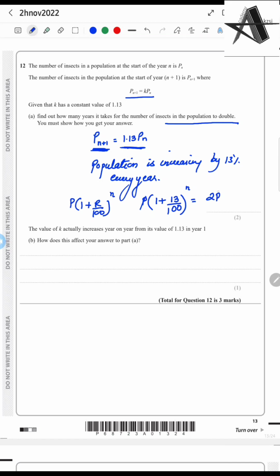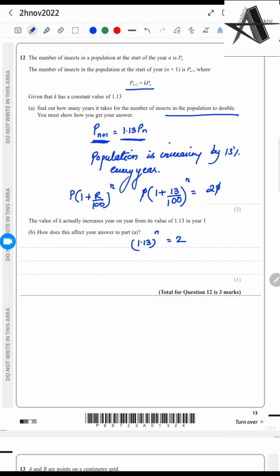Cancelling P on both sides, dividing both sides by P, this can be written as 1.13 whole to the power of n equals 2. Now to solve this, we could use logarithms, but that's not in your syllabus obviously. So we'll do it with trial and error. I'll start with 1.13 to the power of 4, then 1.13 to the power of 5, 1.13 to the power of 6. You can start from 1, 2, 3, 4 itself.